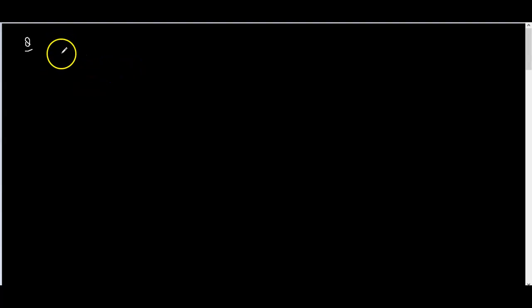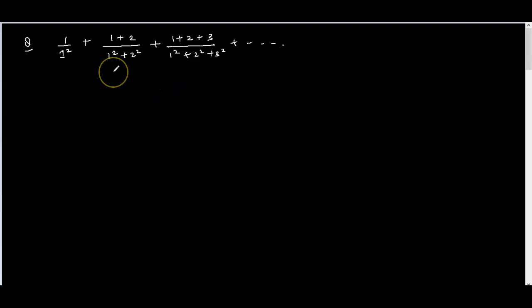The series is given: 1 upon 1 square, plus 1 plus 2 divided by 1 square plus 2 square, plus 1 plus 2 plus 3 divided by 1 square plus 2 square plus 3 square, and so on. Okay, so what can we write as the nth term here?